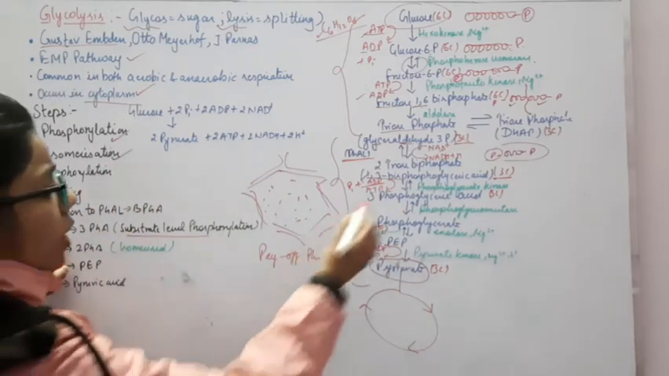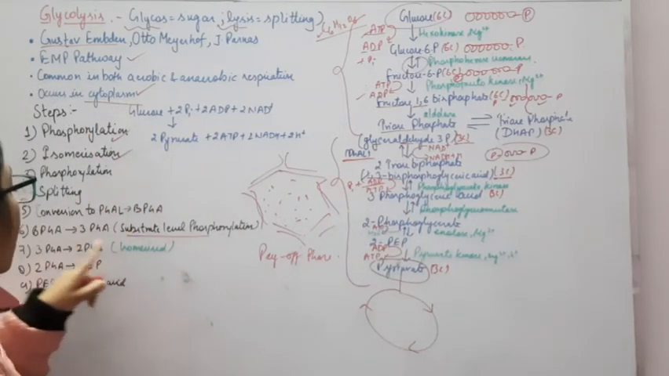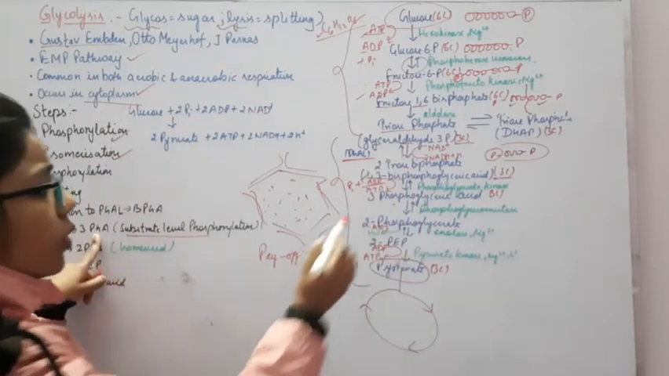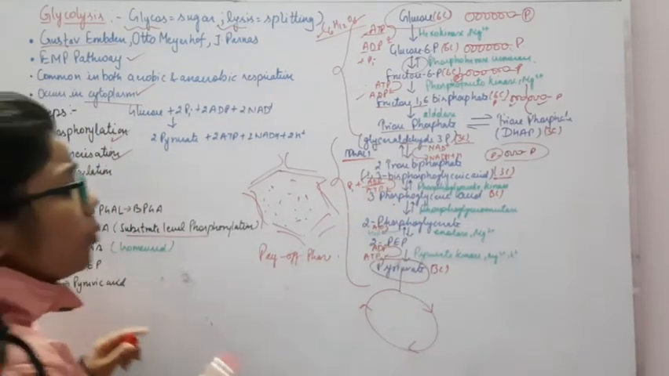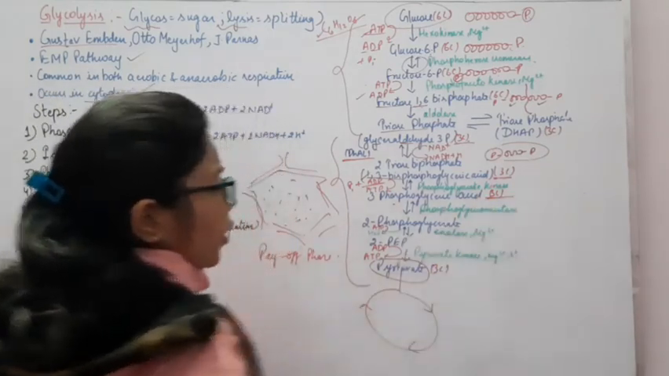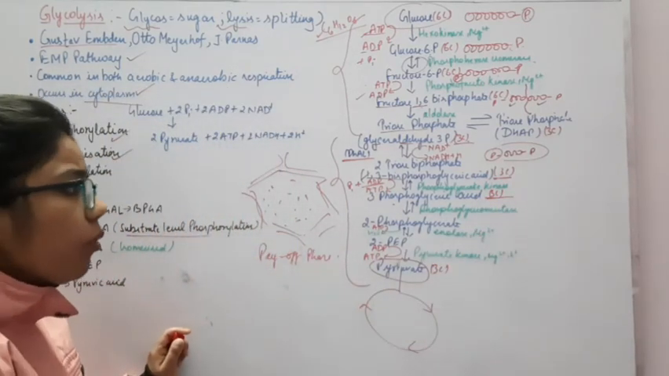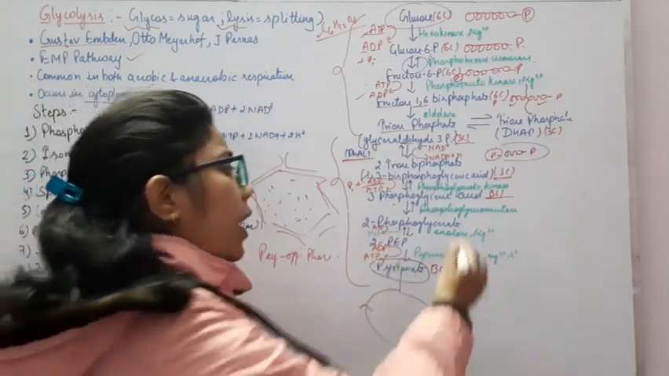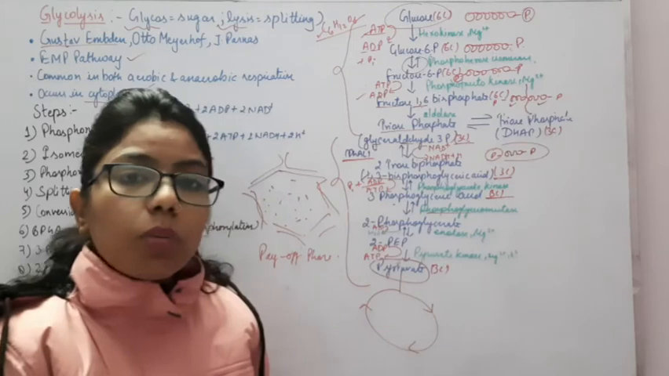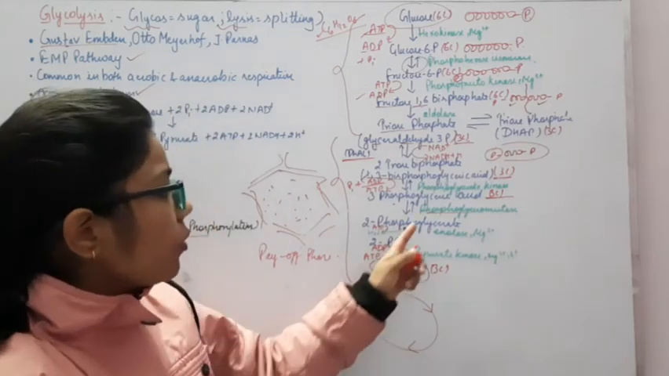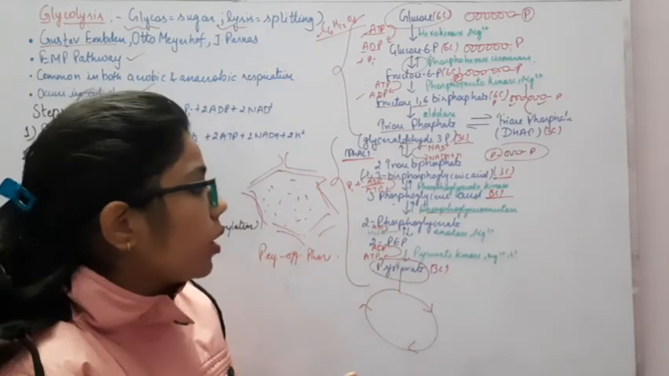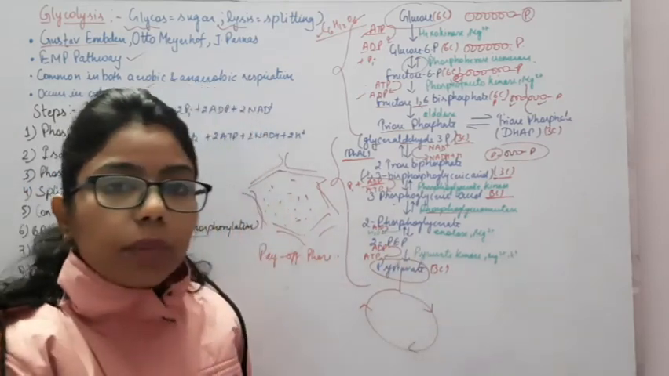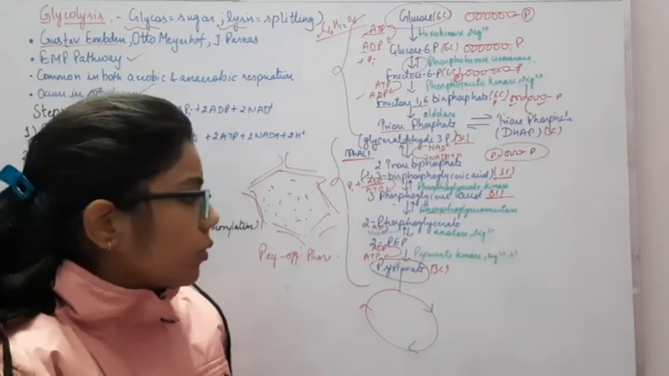Then this BPGA will again convert into 3-phosphoglyceric acid, and the enzyme is phosphoglycerate kinase. Up to here it is a 3-carbon compound. Now what are we doing? With the help of the enzyme phosphoglyceromutase, we are shifting the phosphate group, and due to this it will form 2-phosphoglycerate. It means that now it is 2-phosphoglycerate, right?